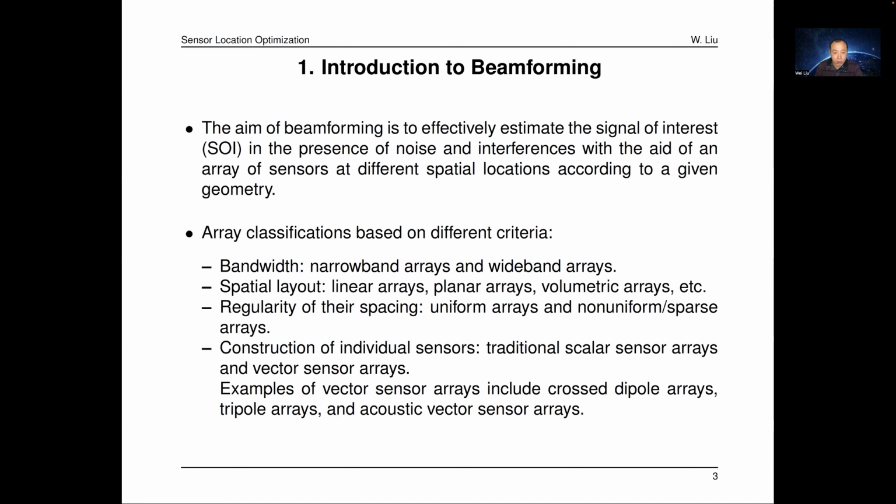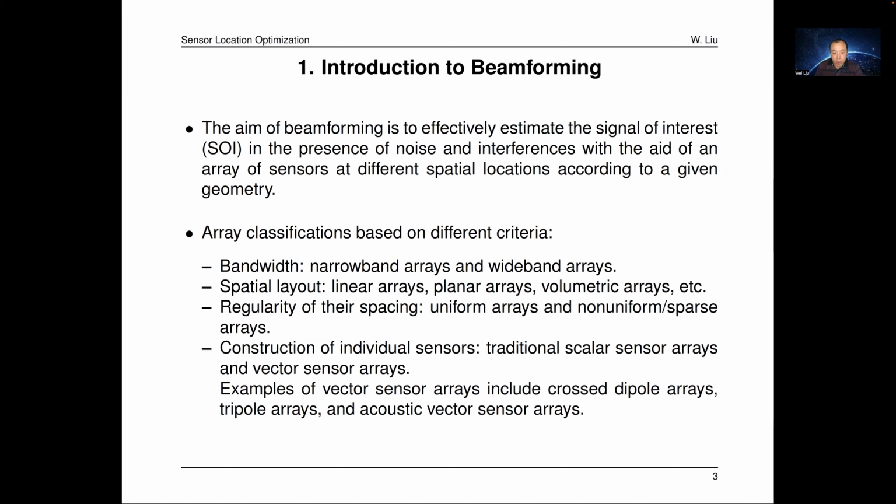And based on the spatial layout of the sensors, we have linear arrays, planar arrays, and volumetric arrays, like one-dimensional arrays, two-dimensional arrays, and three-dimensional arrays. Based on their spacing, we have uniform arrays, so basically the spacing is fixed between adjacent sensors. And also we have non-uniform arrays, or we can also call them sparse arrays. For sensor location optimization, after the optimization, the spacings between adjacent sensors, or any pair of them, are not uniform anymore.